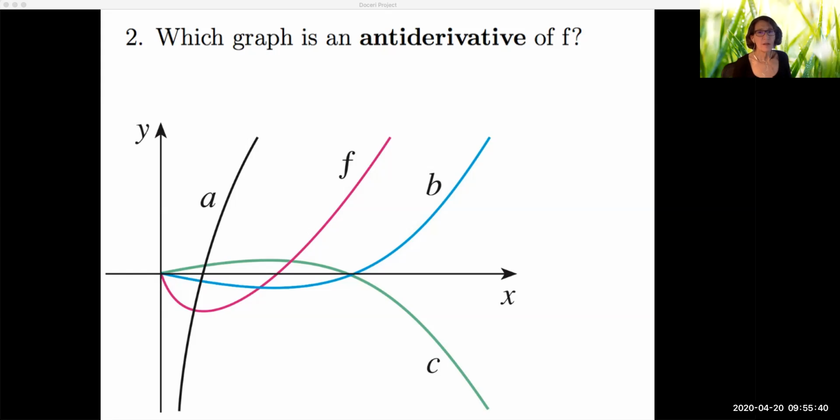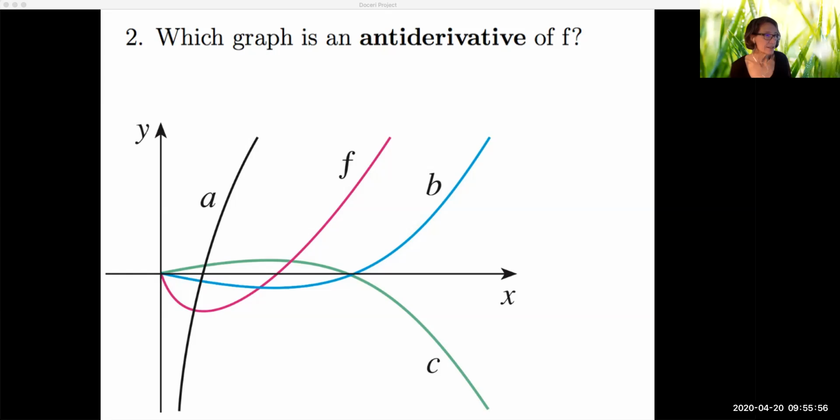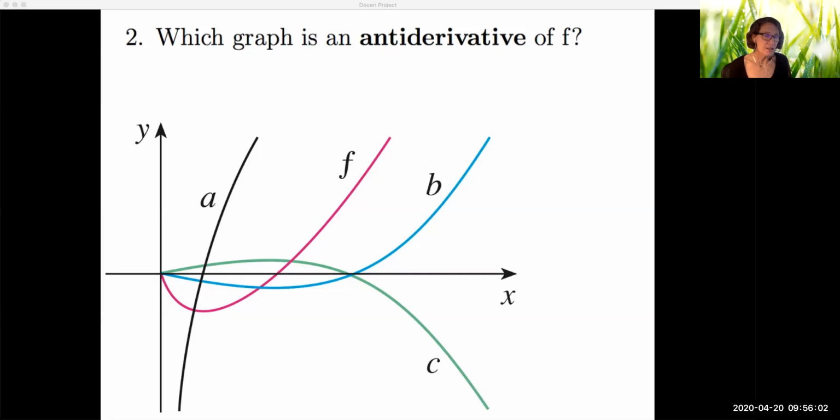All right, has anybody come up with an answer? Which one of the graphs A, B, or C is the antiderivative of F? Yeah, I think I got an answer. You got an answer, Jeff? What did you decide? I think I got B. B. Can you explain why?